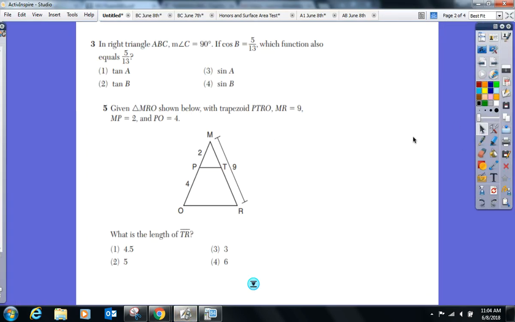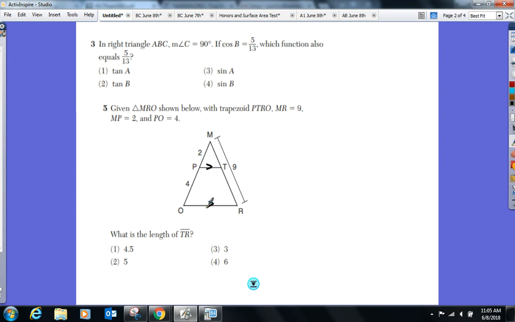Okay, here we go. June 2017, number 5. There's a couple different ways we could do it. Right away in the directions, they say PTRO is a trapezoid. There's only one property you need to know for a trapezoid, and that is the bases are parallel to each other. So I knew that PT was parallel to OR. Now, let me show you two different ways I could approach this problem.